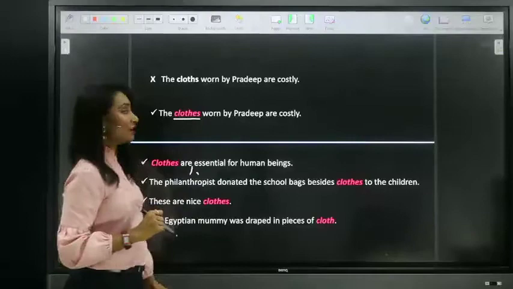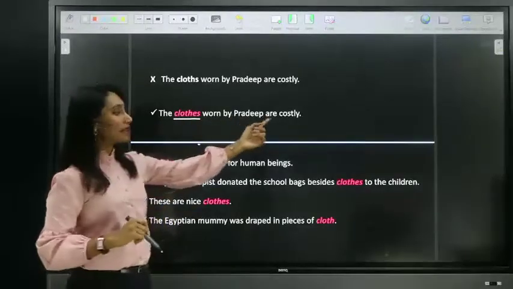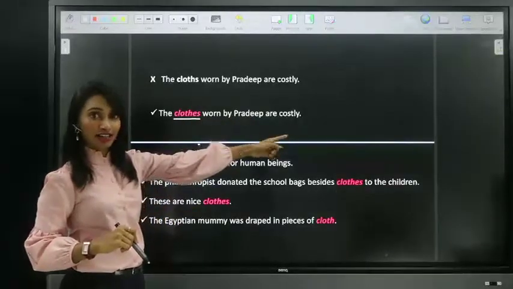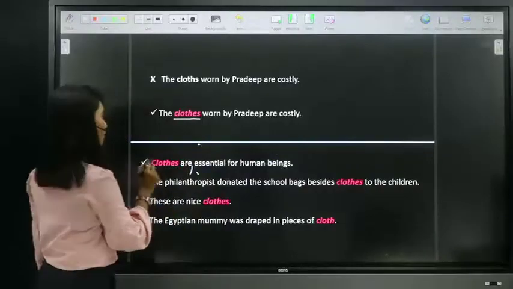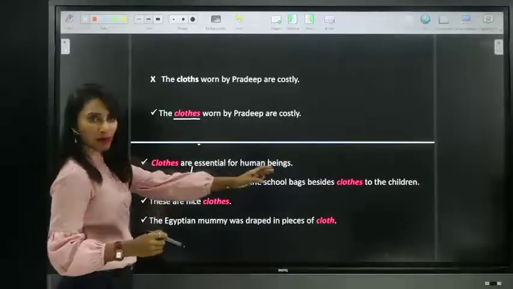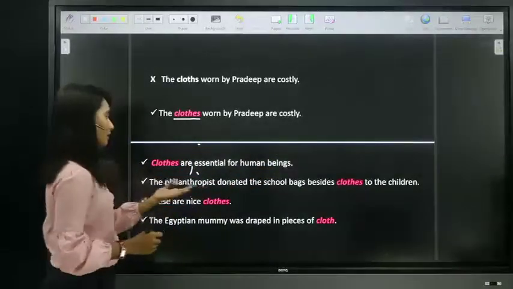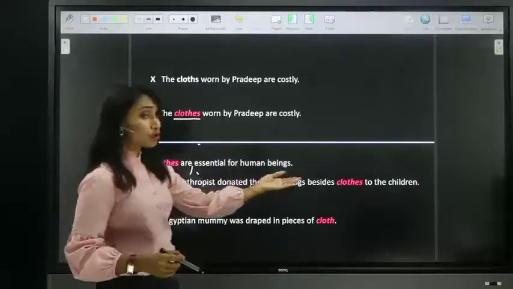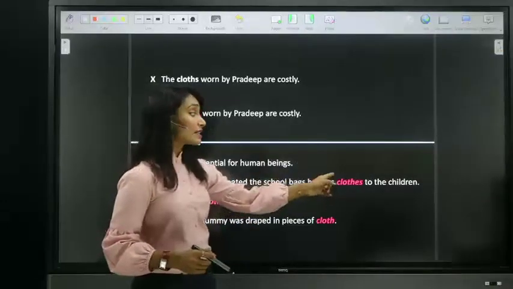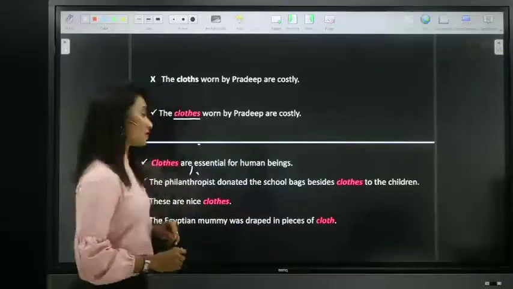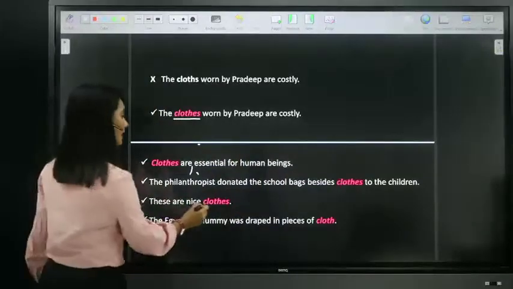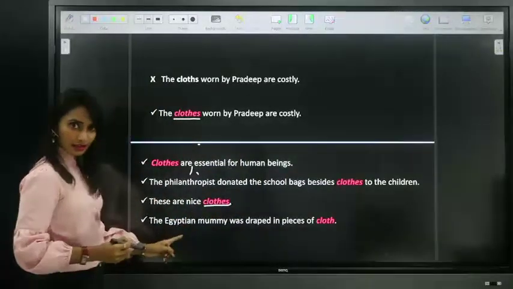Clothe is costly. So the clothes worn by Pradeep are costly. So look at these examples. Clothes are essential for human beings. Obviously, the philanthropist donated the school bags besides clothes to the children. These are nice clothes. Look at this example.